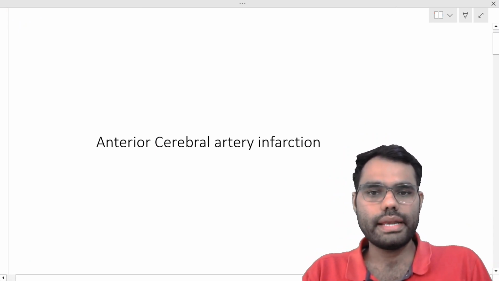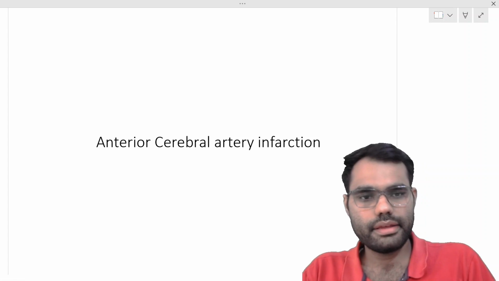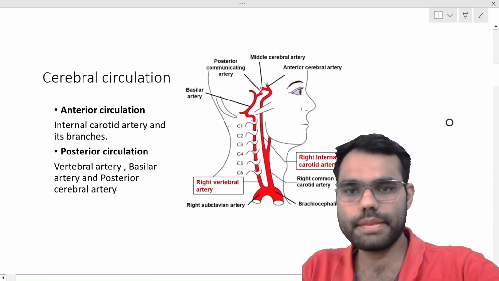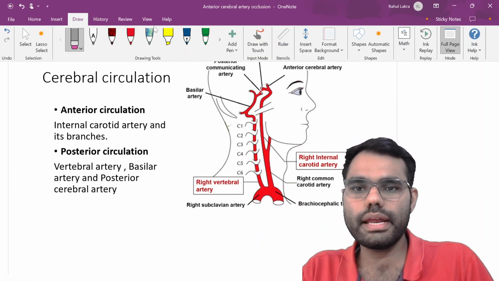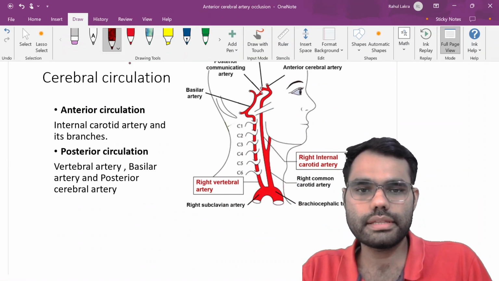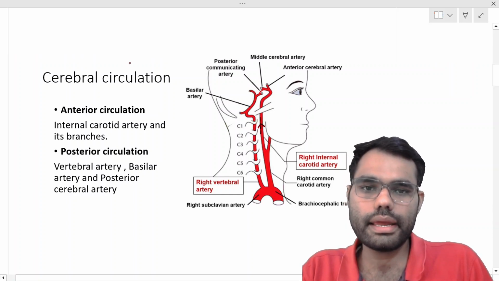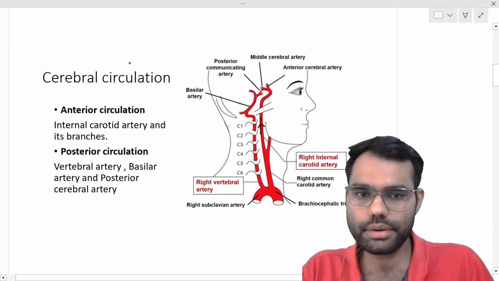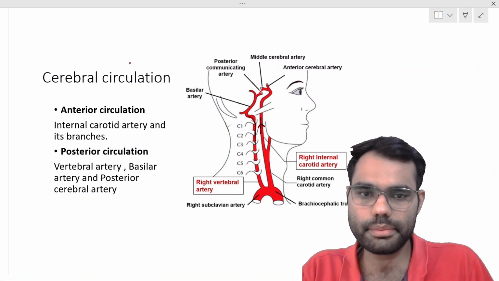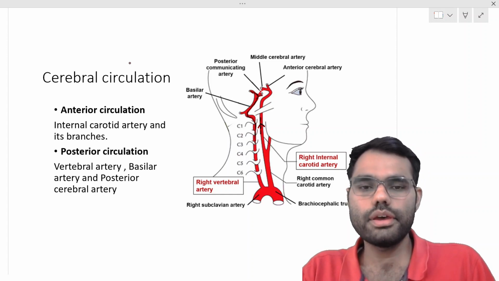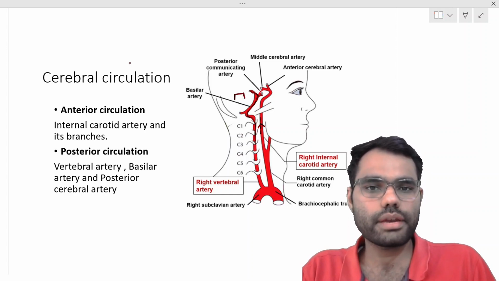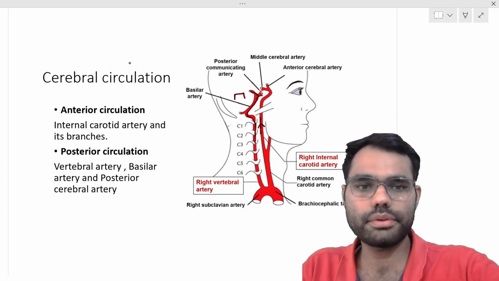Let us discuss anterior cerebral artery infarction today. So let us first start with the cerebral circulation. The cerebral circulation is constituted by the anterior circulation, which is the internal carotid artery and its branches, and the posterior circulation, which is constituted by the vertebral artery, the basilar artery, and the two posterior cerebral arteries. Both of these circulations together constitute the entire blood supply to the brain.